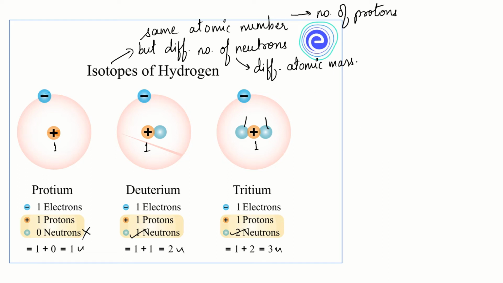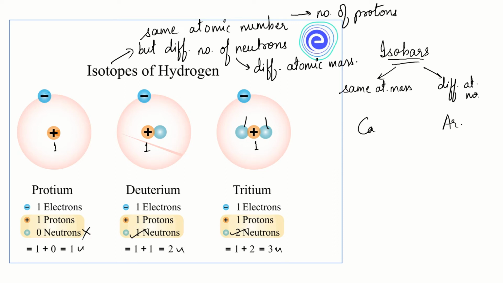Now let us move to another example, which is of isobars. Now what are isobars? Isotopes and isobars are different. Isobars have the same atomic mass and different atomic numbers. These are different elements which have the same atomic mass but different atomic number. For example, calcium and argon.